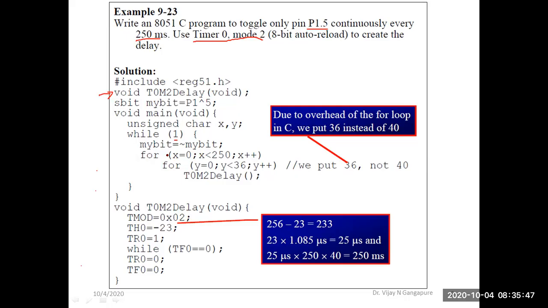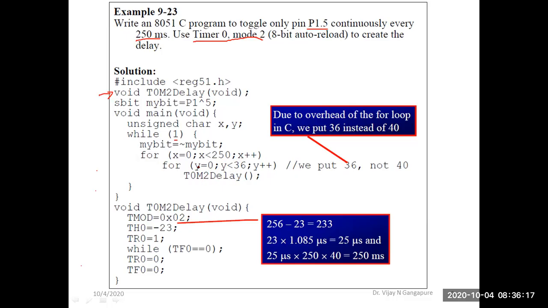Then these are two for statements, a nested loop. See what is the function of these for loops. For x = 0; x < 250; x++, and in this for loop, for y = 0; y < 36; y++, and then T0M2Delay(). Here we are calling the T0M2Delay function.